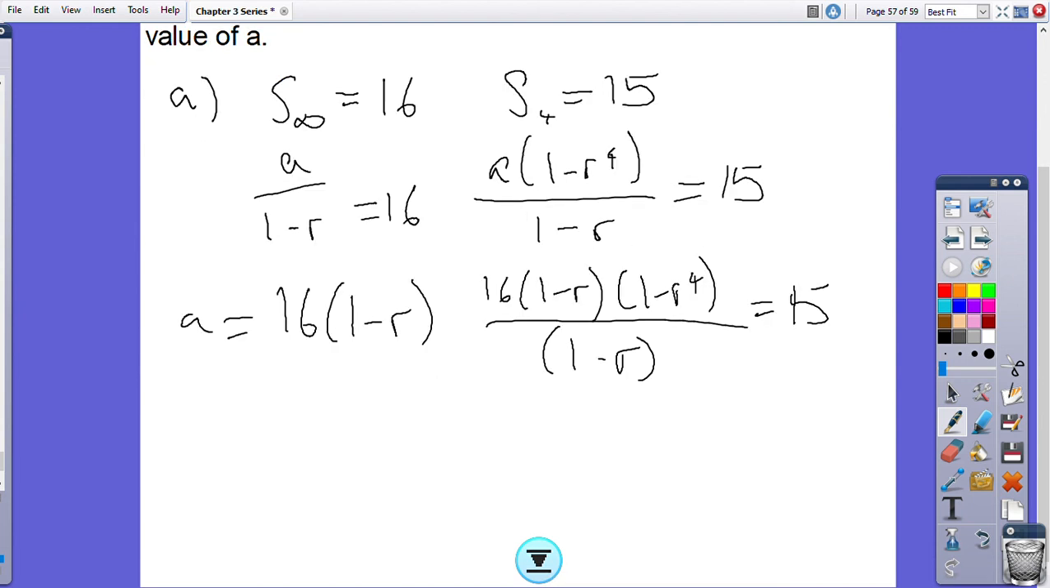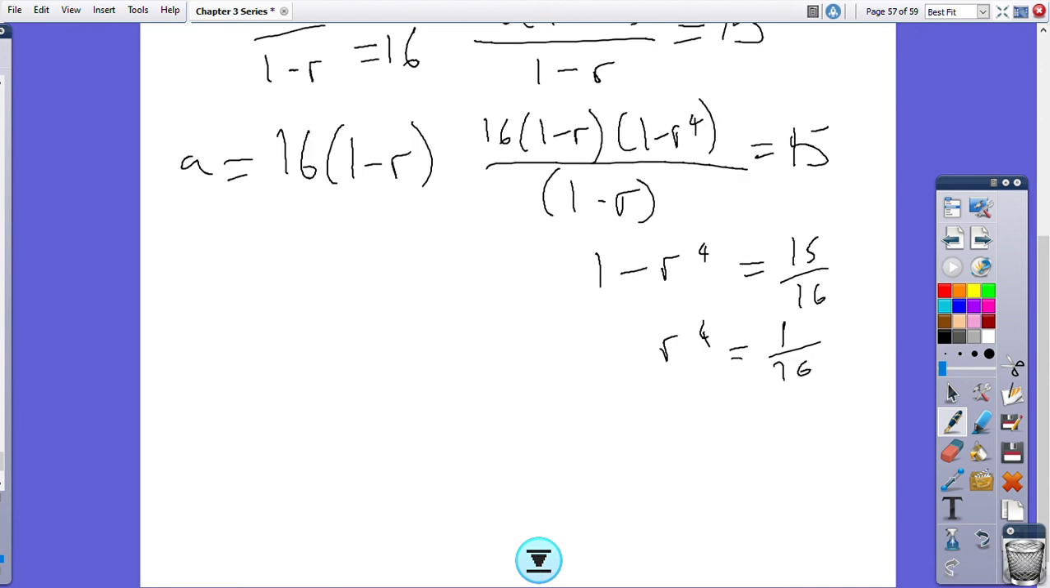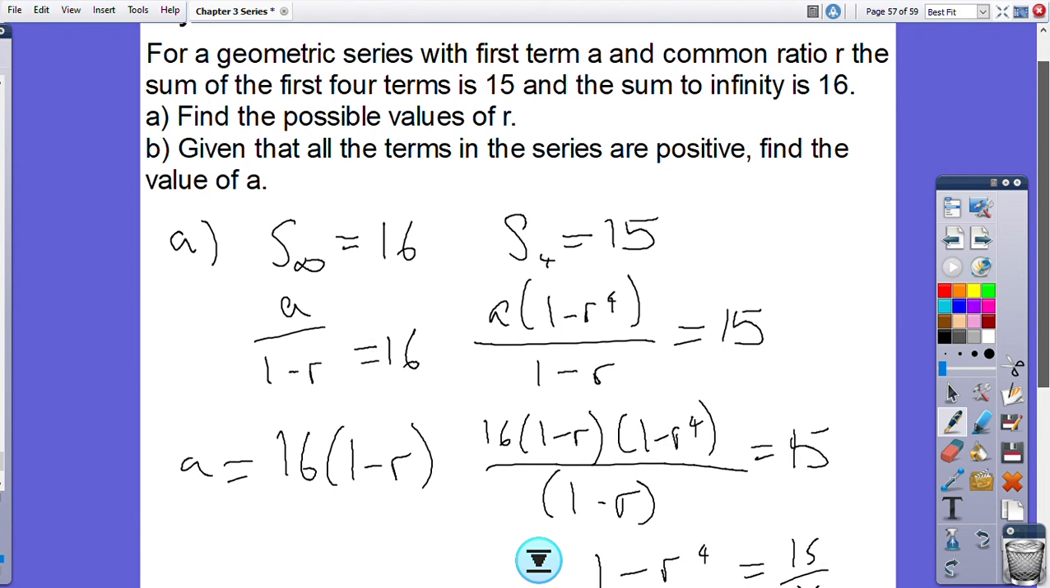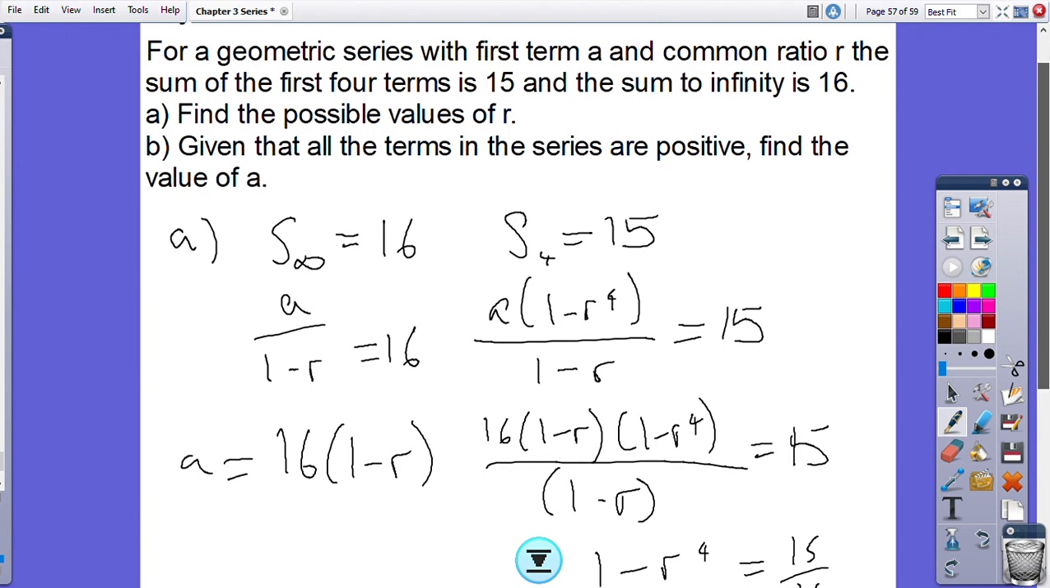If you can read, that's 15. The 1 minus r's, of course, will cancel. We'll divide through by the 16, so we'll get 1 minus r to the 4 is 15 over 16. In other words, r to the 4 is 1 over 16. Now the 4th root of 1 over 16 is plus or minus a half. Now, in part B, it says, given that all the terms in the series are positive, find the value of a.